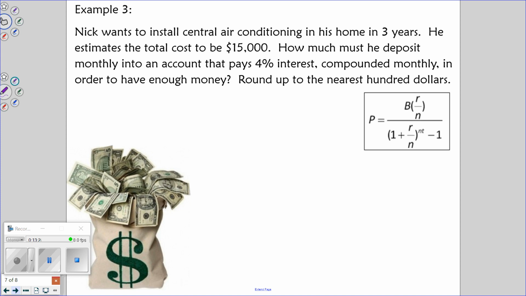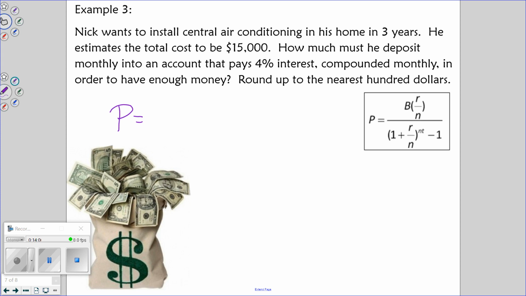Okay, so again, I need you to recognize, how do you tell which formula to use? Obviously, we know which one it is because that's what we're working on. But I need you to see those little clues, right? How much must he deposit? So are you solving for the ending balance? No. So don't pick a formula that starts B equals, right? I want to know how much should I deposit now so that I have a certain amount in the future. And I'm depositing the money not once, but every month. So it's periodic.